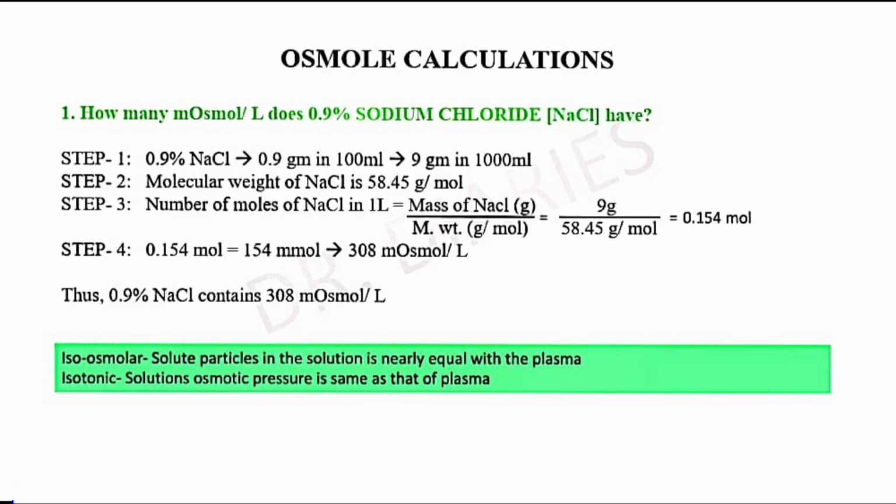It is an iso-osmolar solution because the solute particles in the solution are nearly equal to that of the plasma, and it is isotonic as the osmotic pressure is also the same as that of plasma.